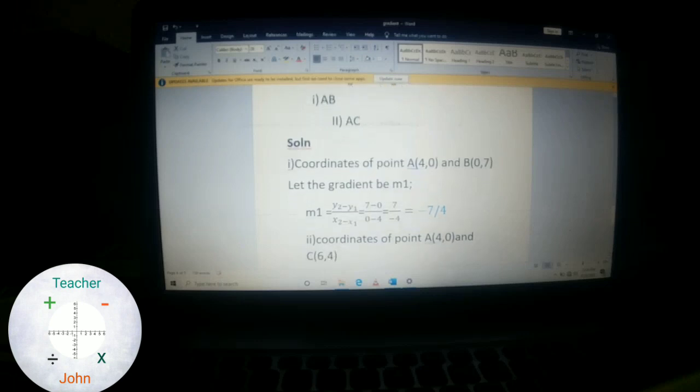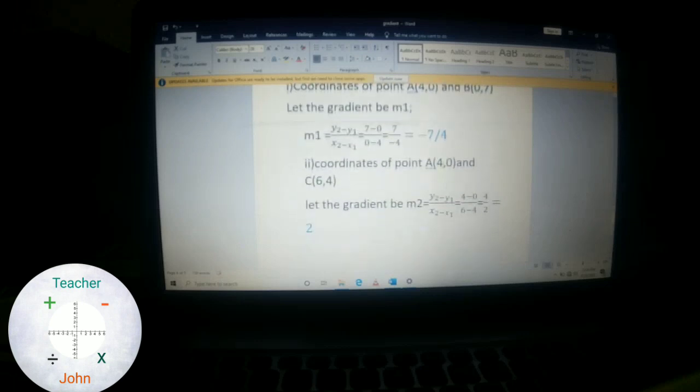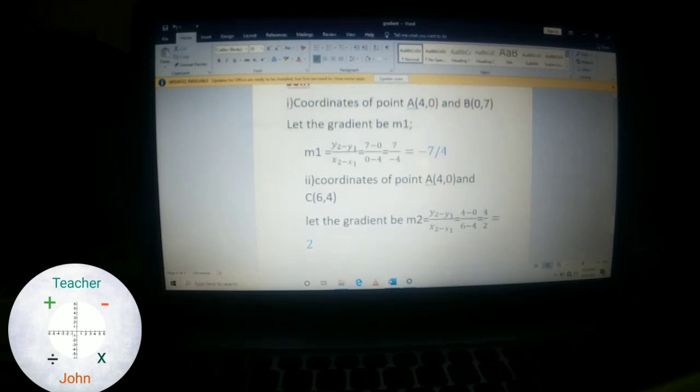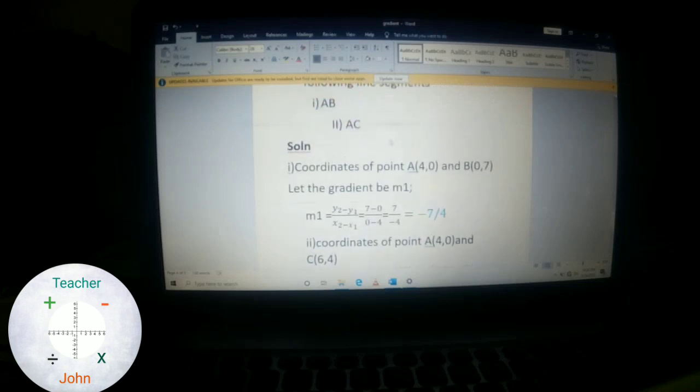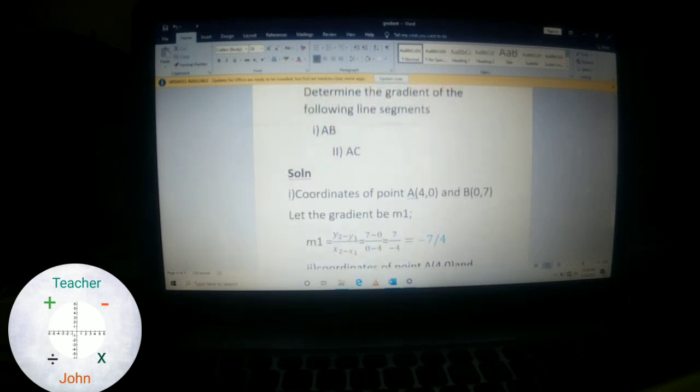So we go to the next example, which is (4, 0) and (6, 4). (4, 0) for A, and (6, 4) for C. They have told us to get SC, B is not included. That was a mistake we made. We get SC only, which means A is (4, 0) and C is (6, 4).